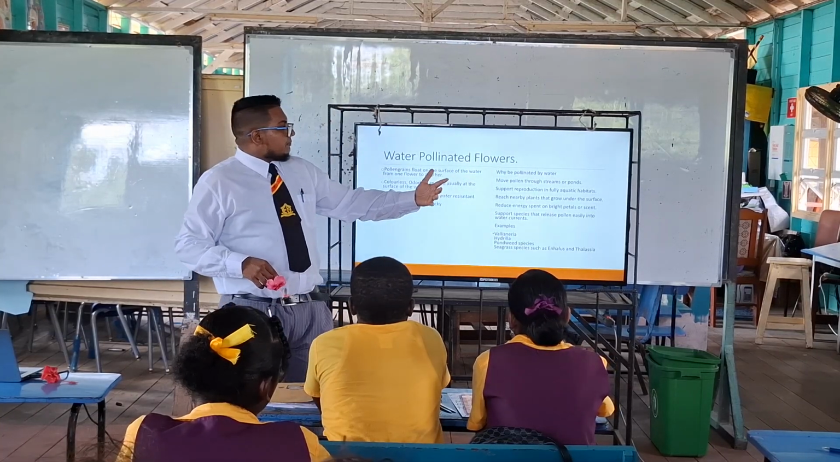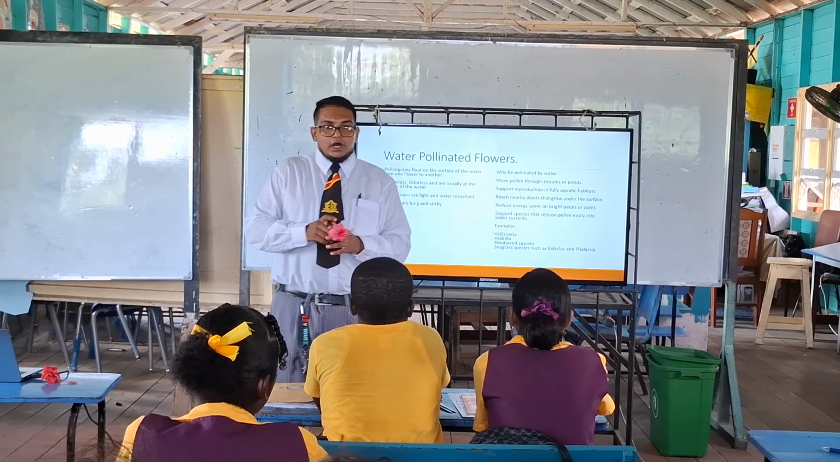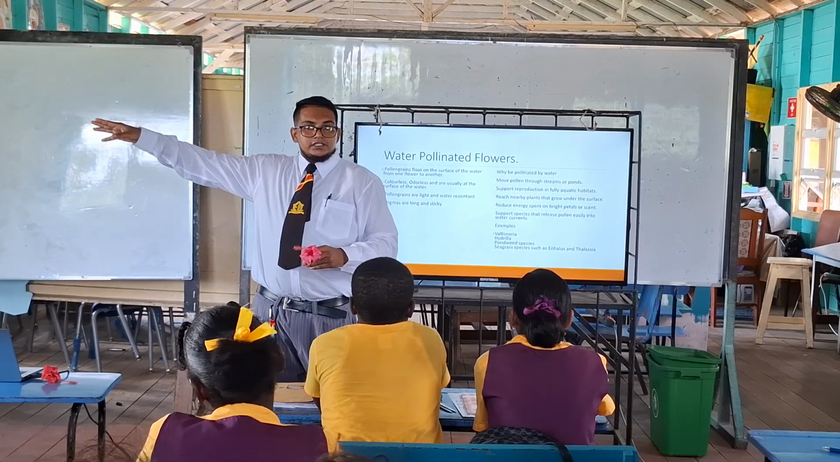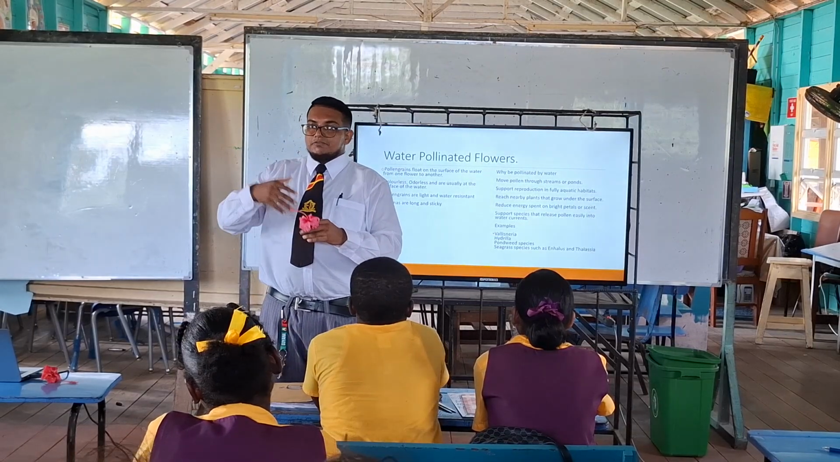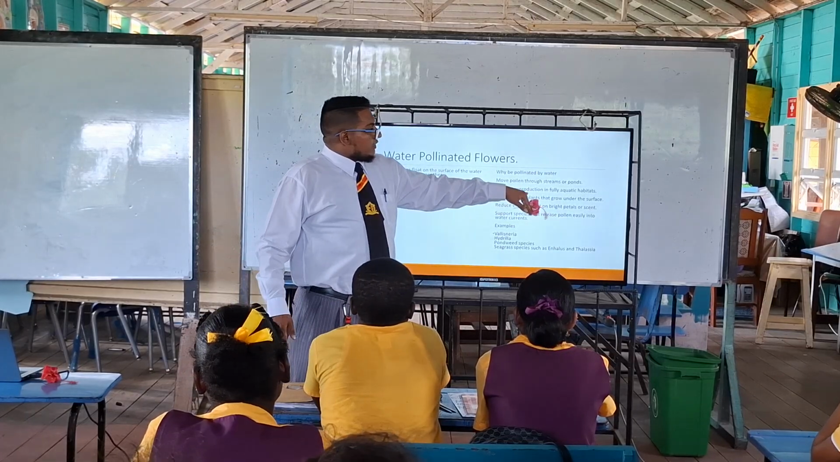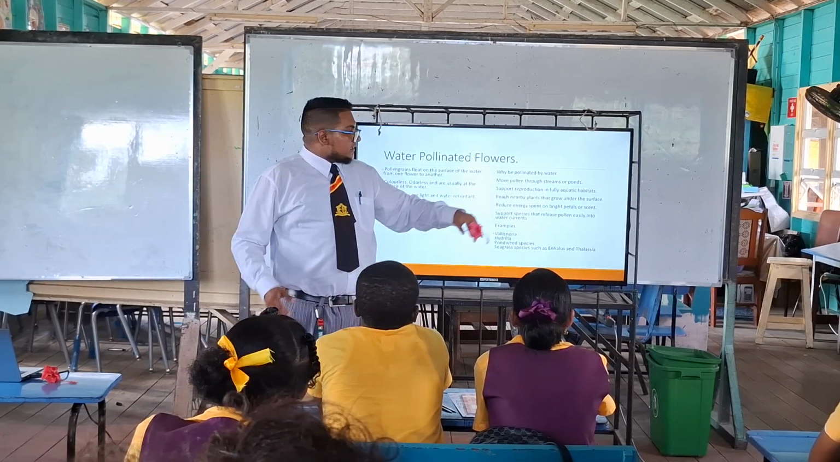The reason why they are pollinated by water is that they move pollen through streams and ponds. Right? As the water flows, it can take the pollen grains away. So you think there's no chance for it to self-pollinate in this pond, it will move away. This supports reproduction in aquatic habitats, reaching nearby plants that grow under the surface.